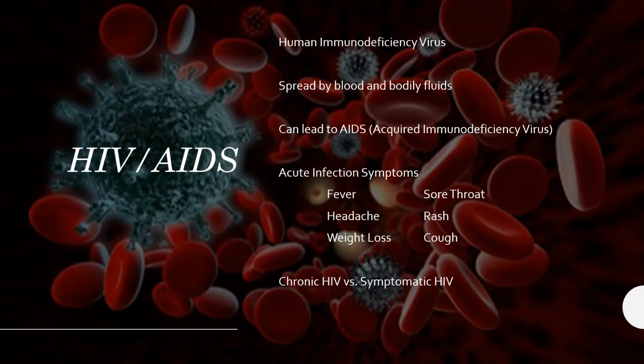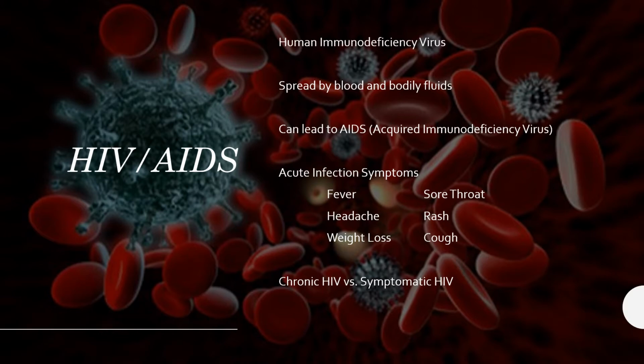Next, we're going to talk about HIV and AIDS. These can be commonly assumed as the same thing, however, they are not. HIV is going to be the virus that leads to AIDS if left untreated. So, HIV is the human immunodeficiency virus, which attacks our cells that help the body fight infection. This then leaves our body more vulnerable to other infections and diseases.